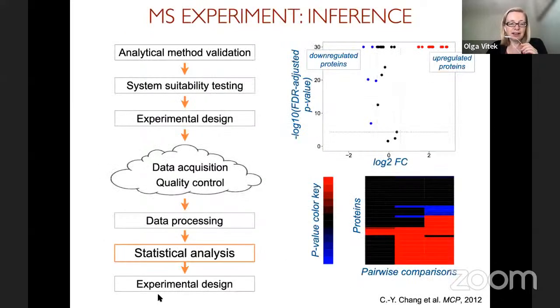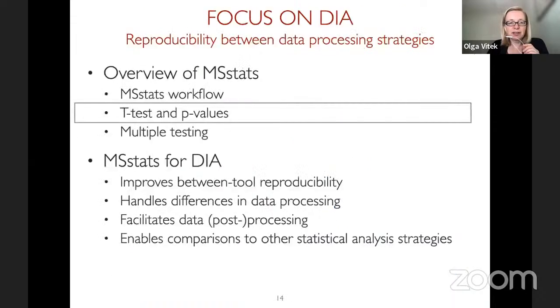And of course, the last thing is we would need to talk about experimental design, so that now that we learn how much biological and technological variation is in the data, we can plan the sample size for future experiments or allocation of resources. So now let me tell you a little bit about t-test and p-values.